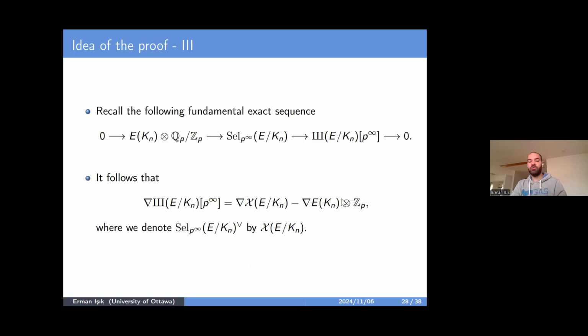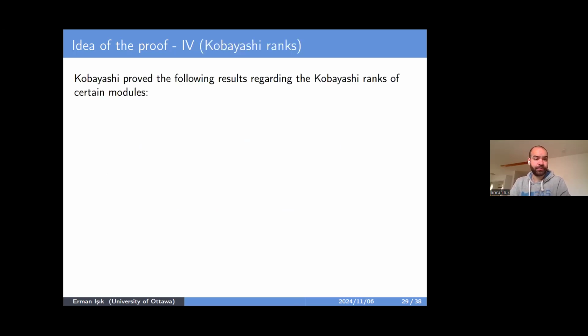So if we are able to show that the Mordell-Weil rank is bounded, this bit is okay. The main difficulty is to find the Kobayashi rank of this bit, which is a bit more than we can chew. So what we do is that we interpret this Kobayashi rank in terms of objects where we can find the Kobayashi rank. This is the aim we are going to follow.